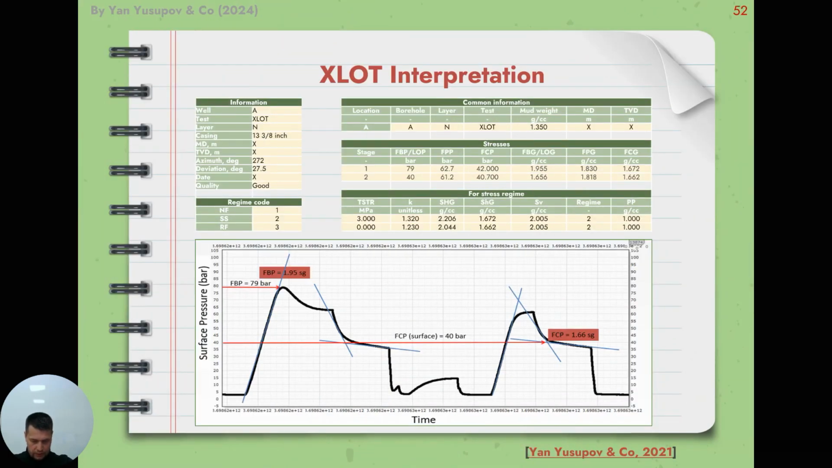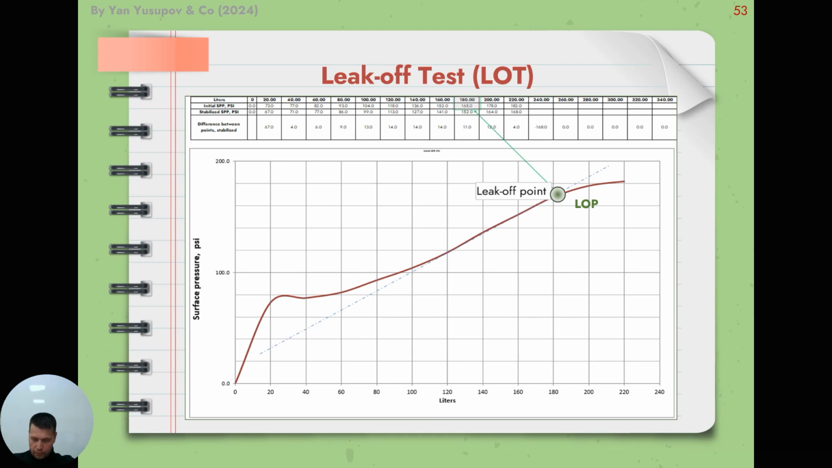There is a typical example of XLOT interpretation in field conditions. There is a leak-off point. A leak-off test is a pressure and flow test conducted on a wellbore casing. It's necessary to determine its minimum pressure capacity of integrity. It involves pumping drilling fluid into the casing and gradually increasing the pressure until it leaks from the subsurface, indicating that the casing integrity has been exceeded.